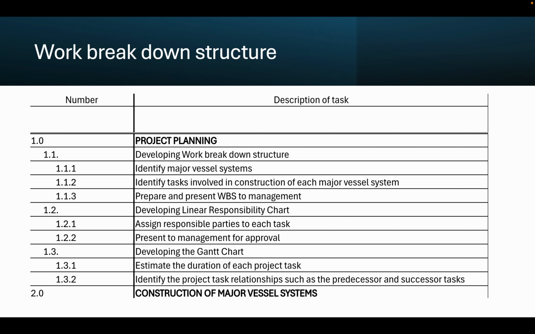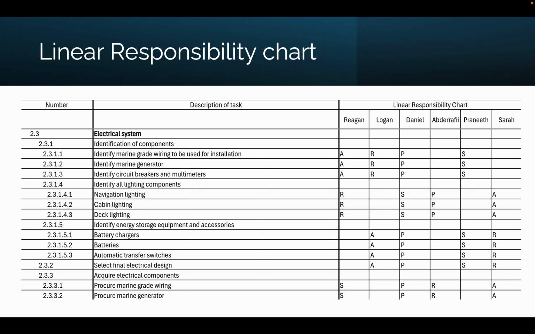So we then move on to the linear responsibility charts. Here we used the letter system. We didn't use the numbering system. As we can see, we used P, which stands for primary responsibility, S for secondary responsibility, R for review, and A for approval. So whichever letter you find under each team member's name is the responsibility of that team member.